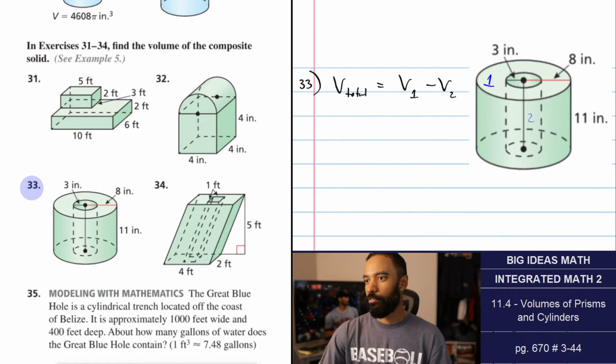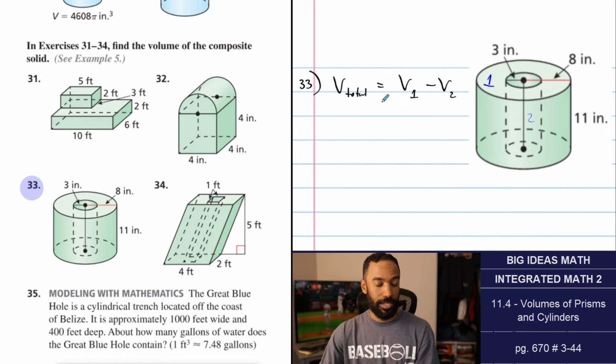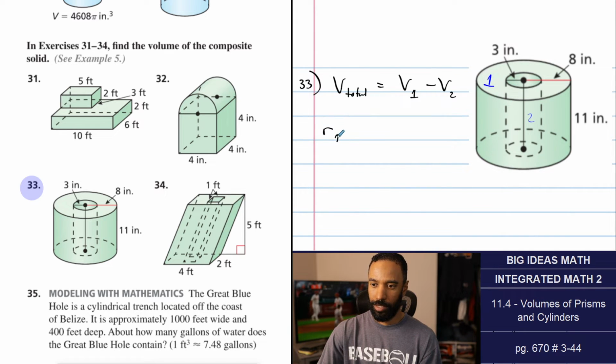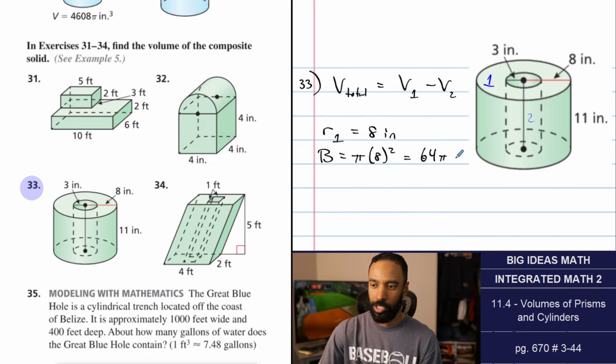All right. So the volume of the first, now they both share the same height. I don't know if that matters for you. For the radius of object 1, just imagine the hollow part's not there. The radius of object 1 is 8 inches. The area of that base is pi times 8 squared, which is 64 pi square inches. And the height of both of these objects is 11 inches. I'm going to use that for both items.